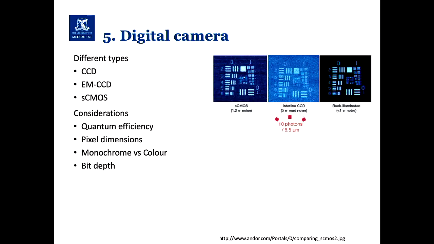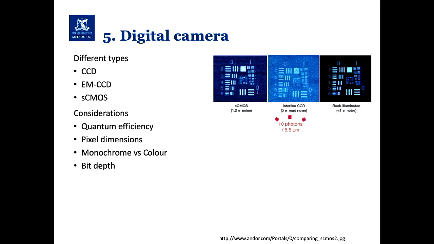Scientific CMOS tend to be quite fast. EMCCDs are very useful in low light environments. Some of the things you have to take into consideration when you're purchasing a new camera is things like quantum efficiency. So how efficient is it at converting photons coming into the camera into an electrical signal? Things like pixel dimensions, am I going to be able to sample correctly? And we'll cover sampling later on in the talk.